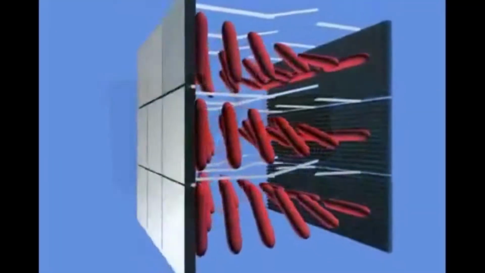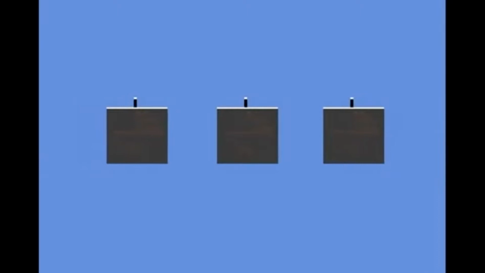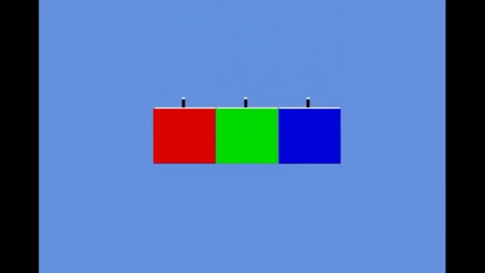When a matrix is created from a number of these individual cells, it becomes possible to display graphics and images. To generate more colors, each pixel is divided into 3 subpixels. Color filters are placed over these subpixels in the colors of red, green, and blue. By triggering the subpixels differently, additive color mixing can be used to generate each color required.